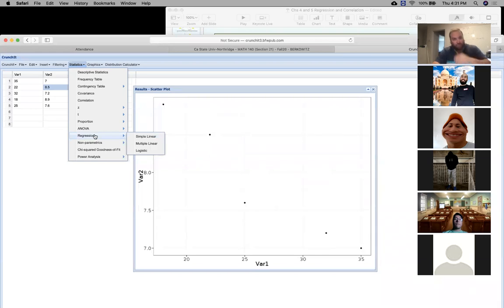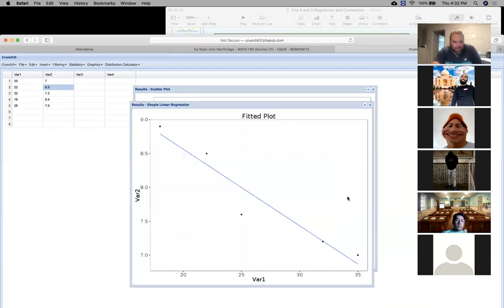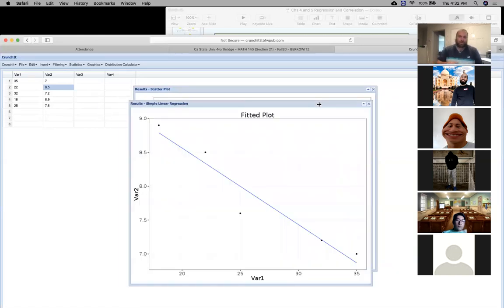Regression. Here we go. Regression under statistics. Simple linear regression. The dependent variable is variable 2, right? Dependent, variable 2. The independent variable, variable 1. Display. So let's see if this gives us what we want. Fitted plots. Look at that. Okay. So simple linear regression.